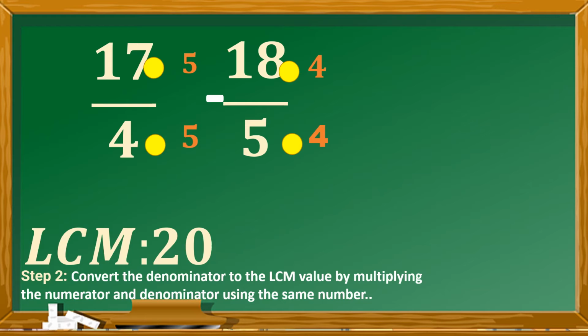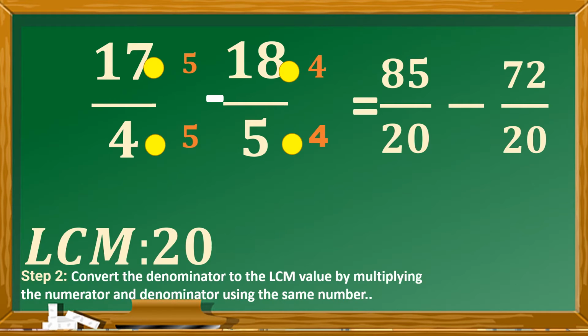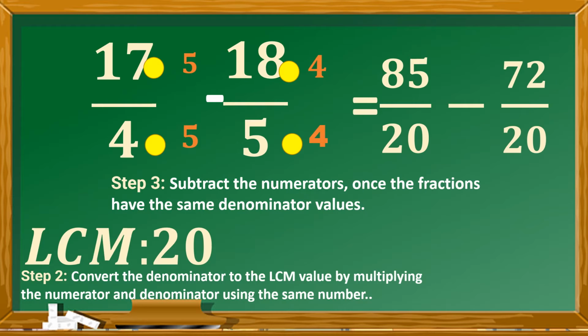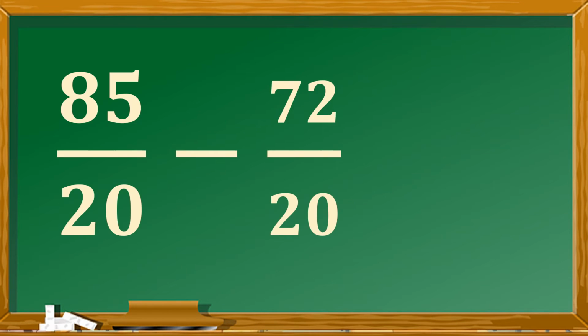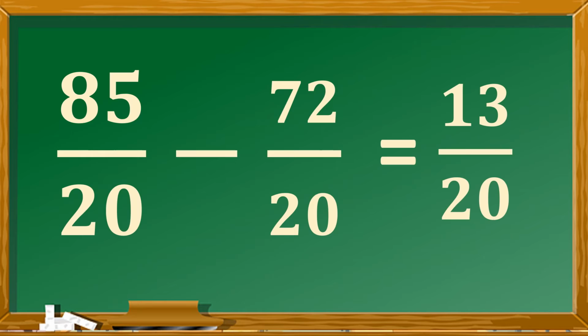So if we simplify this, we have the following equivalent fractions: 85/20 minus 72/20. And then for step number 3, we can now subtract the numerators since they have the same denominator values. So we have 85 minus 72 is 13, and the denominator is 20.